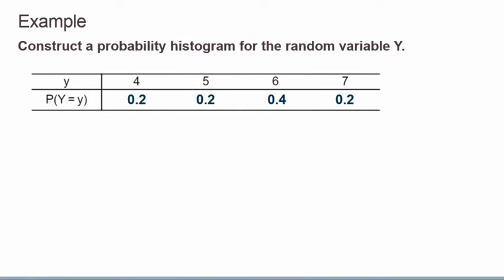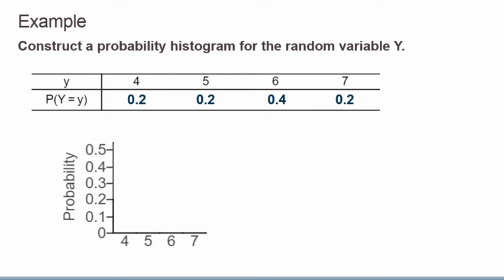Example. Construct a probability histogram for the random variable y. So we have our probability distribution table from the previous example, and we want to create a histogram. You won't be drawing the histograms freehand. You will be comparing them to several histograms to decide which one is correct. So for the graph we are doing, we have y equals 4, 5, 6, and 7 on the x-axis. Our y-axis always starts with 0, and it goes up to 0.5.